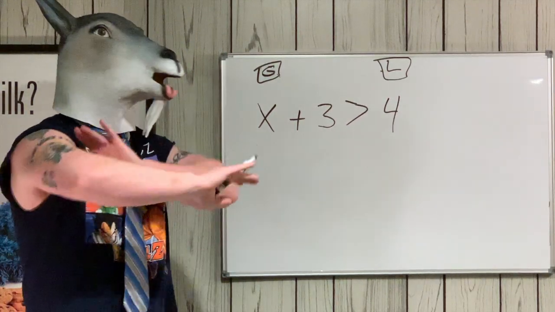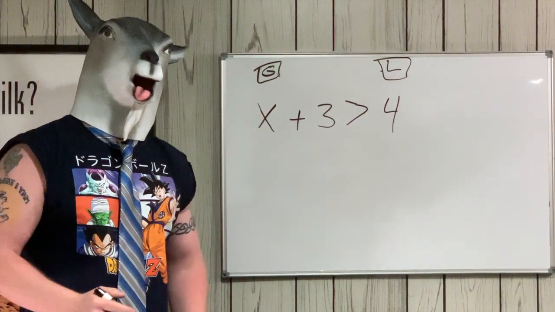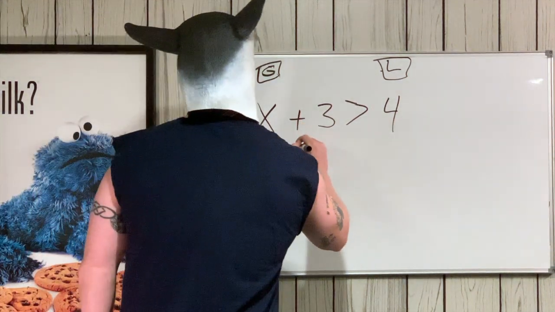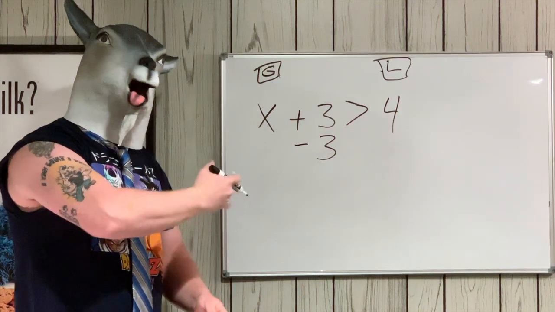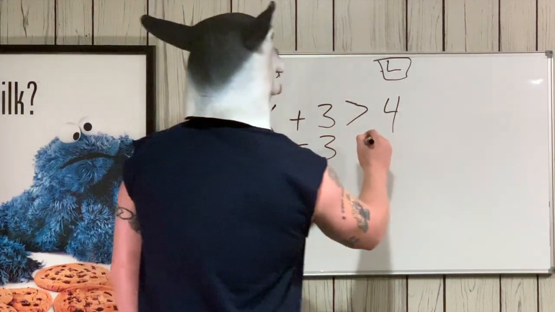Let's just get rid of everything and get everything to the other side. So we got to get rid of the plus 3. To get rid of a plus 3, we're going to minus 3. Now, the most sacred rule in algebra: what you do to one side, you got to do to the other. So we minus 3 over here, we minus 3 over here too.